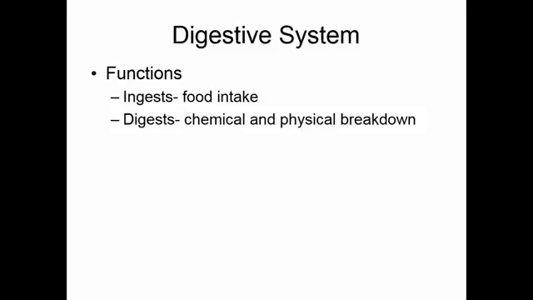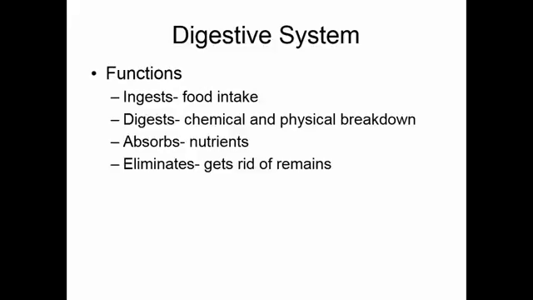The digestive system allows us to take in food and use it to fuel our life processes. There are four major functions of the digestive system. Ingestion is the intake of food. Digestion is the chemical and physical breakdown of food. Absorption is picking up the nutrients and putting them in the bloodstream. And elimination gets rid of anything that's left over that was undigested.